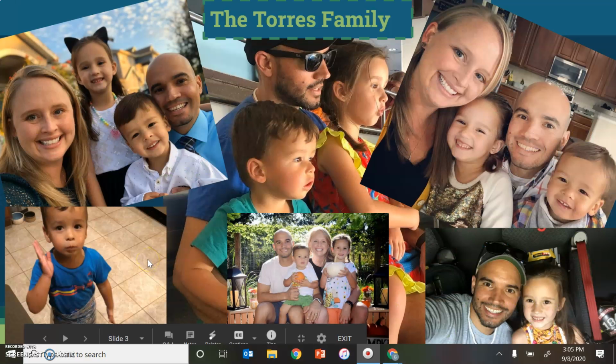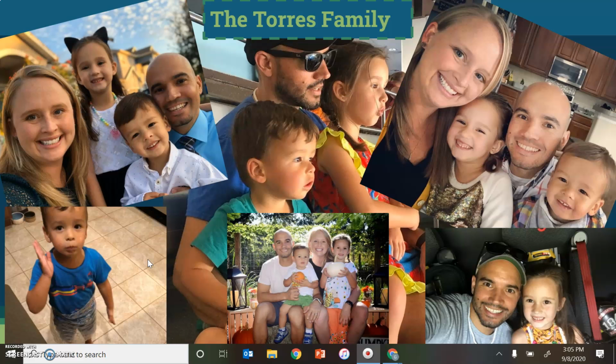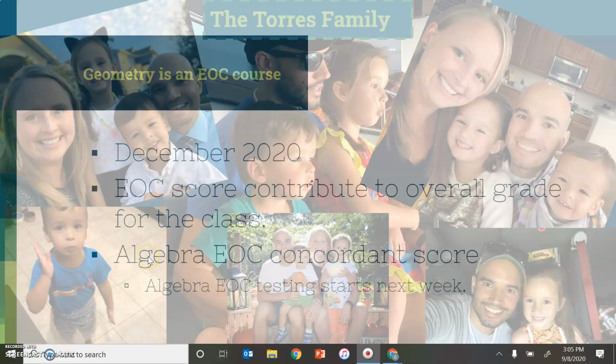This is my family. My wife and I have been married for 10 years. I have two beautiful children. My son, who's 3, his name is Elias, and my daughter, who is 6, a first grader at Manatee. Her name is Abigail. They're the reason why I do everything, as you parents can relate. Anyways, I figured I would let you see my beautiful family.